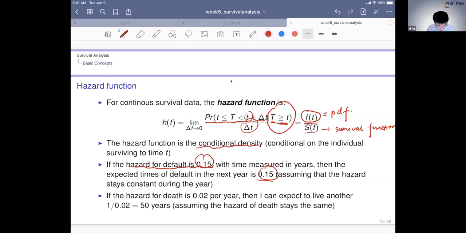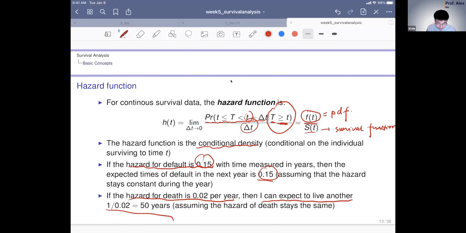And another way to think about it is, for example, if the hazard rate for death is equal to 2% per year, what that means is at each point, the probability of you dying in the next year is 2%. And then in the next year, conditional on you surviving until then, the probability of you dying the year after is 2%. And so on and so on. So if that hazard rate remains constant, then you should expect to live another 50 years because each year the probability of you dying is 2%. So that's the hazard function.